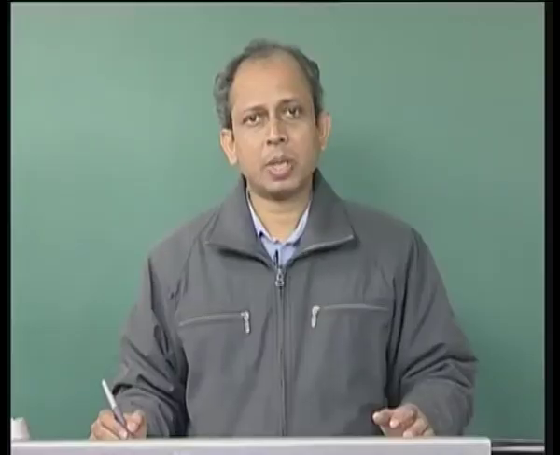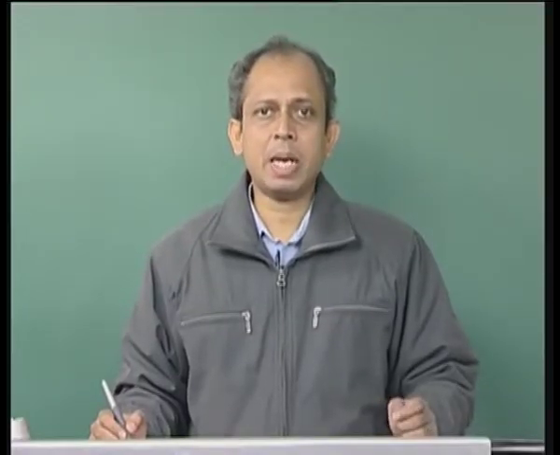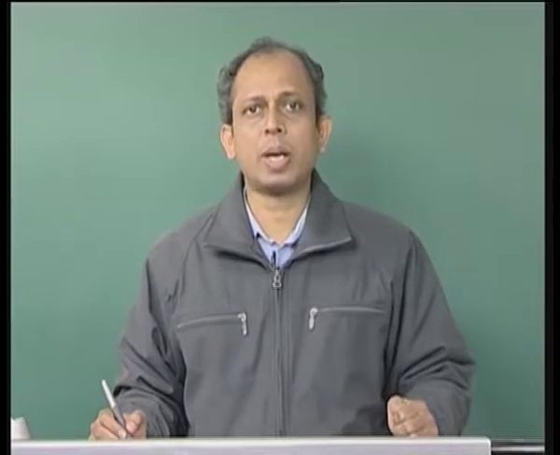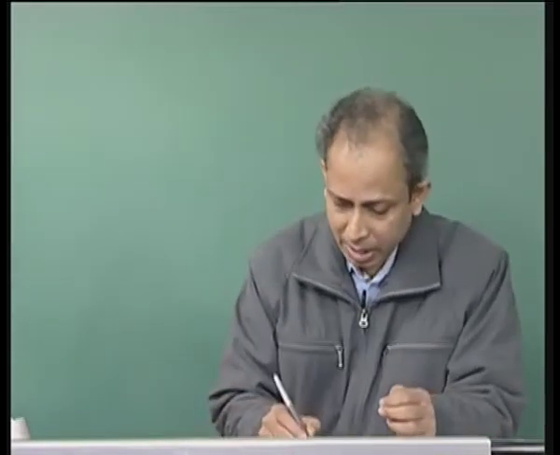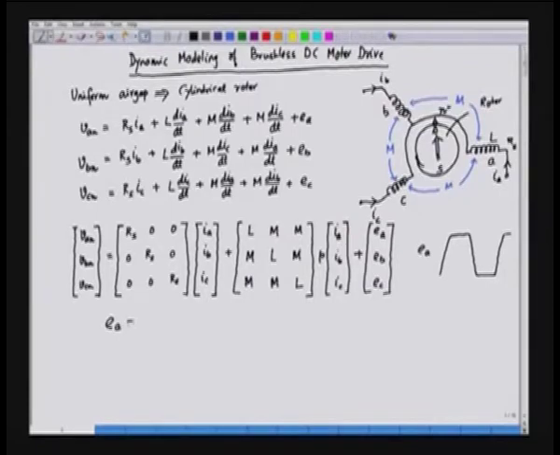Now, in fact, we can also say that the back EMFs EA, EB and EC are all proportional to omega r. So, we can say that EA is equal to, there is a function Ka, which is not a constant, and this is a function of theta r into omega r. Similarly, we can say that EB is again a function Kb into omega r, and EC is again a function that is Kc into omega r.